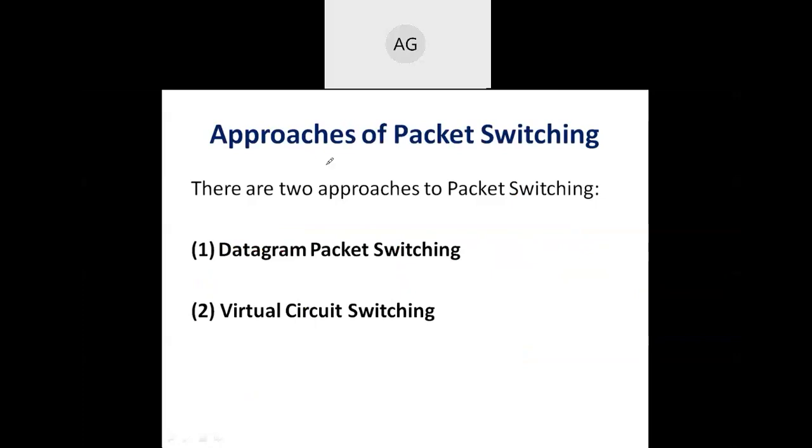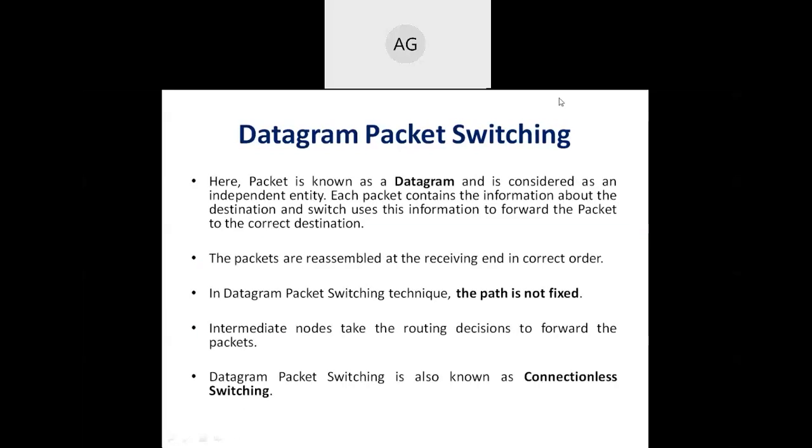Now, the next topic is approaches of packet switching. There are 2 approaches to packet switching: one is datagram packet switching and the other is virtual circuit switching. We already discussed this in the switching techniques diagram, that there are basically 2 approaches of packet switching: datagram packet switching and virtual circuit switching. So just remember these approaches of packet switching. Moving to the next slide. Now let us discuss first the datagram packet switching.